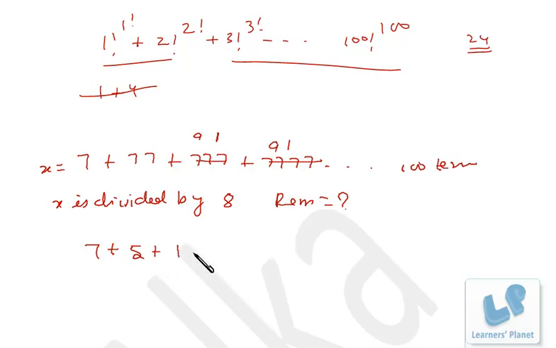Okay, so 98 terms are there. So 1 98 times, so that's 98, right? So in all, we have to find out the remainder of this total while divided by 8. So 98 divided by 8, the remainder is 2. Then 7 plus 5, 12 and 2, 14. So finally 14 divided by 8, the remainder is 6.